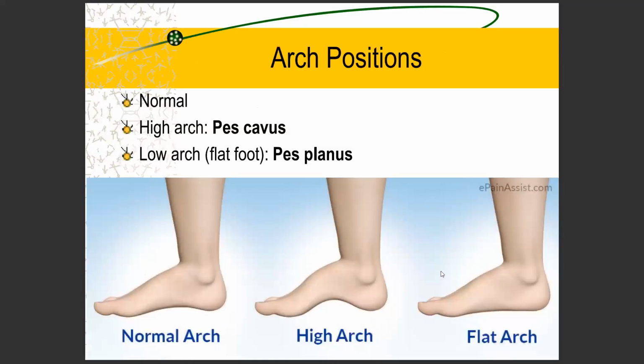So this is the normal arch, but when there is abnormality, when there is too much height of the arch, when the arch height is more than the normal, then it is known as pes cavus. And when the height of the arch, especially on the medial side, is less than the normal, which we call the flat foot, that will be known as pes planus. So there are 2 conditions. One is known as pes cavus, the other is known as pes planus. Pes cavus is the high arch position, and pes planus is the flat foot with the low arch position.